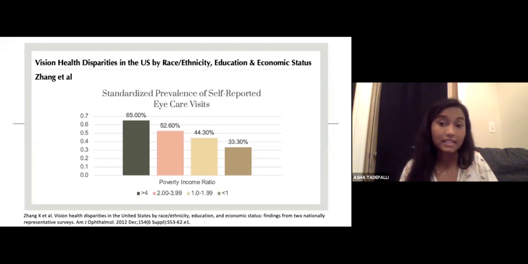The PIR is an index of total income assessed in relation to the federal poverty threshold that varies by family size and composition. So a PIR ratio of 1 is defined as the official federal poverty threshold level. And as you can see, there's a direct correlation between the patient's income level and their ability to ascertain eye care.